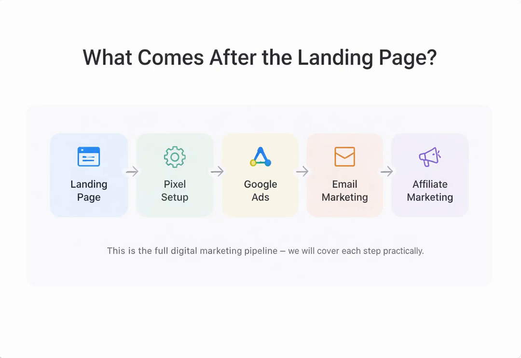The instructor outlines the full pipeline that students will work through over the coming sessions. After building the landing page, you set up your pixel, that tracking code we just mentioned. Then you move into Google Ads, which expands your reach beyond social media. After that comes email marketing, where you nurture the leads you've collected. And finally, affiliate marketing, which is a way to earn commissions by promoting other people's products or services. Each of these steps will be covered practically, not just theoretically. The emphasis throughout is on doing, validating, testing, and learning from real campaigns.